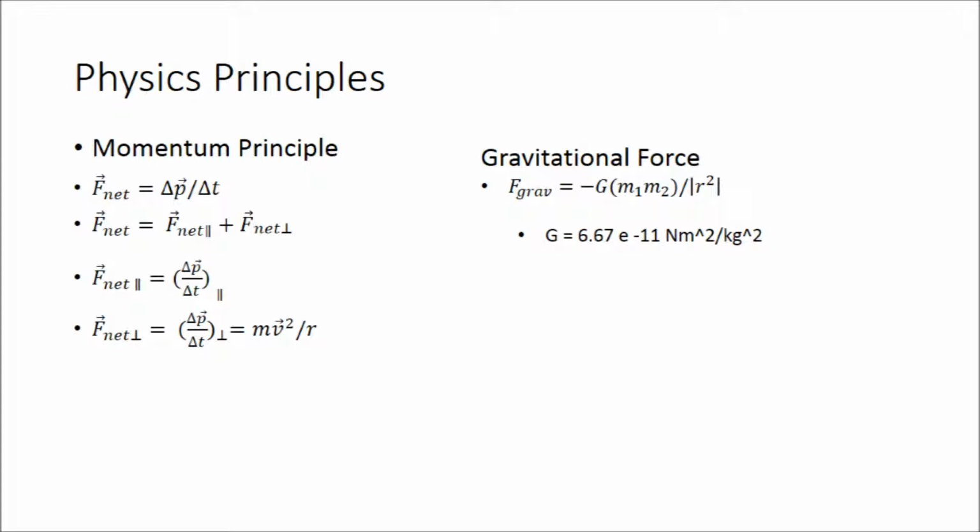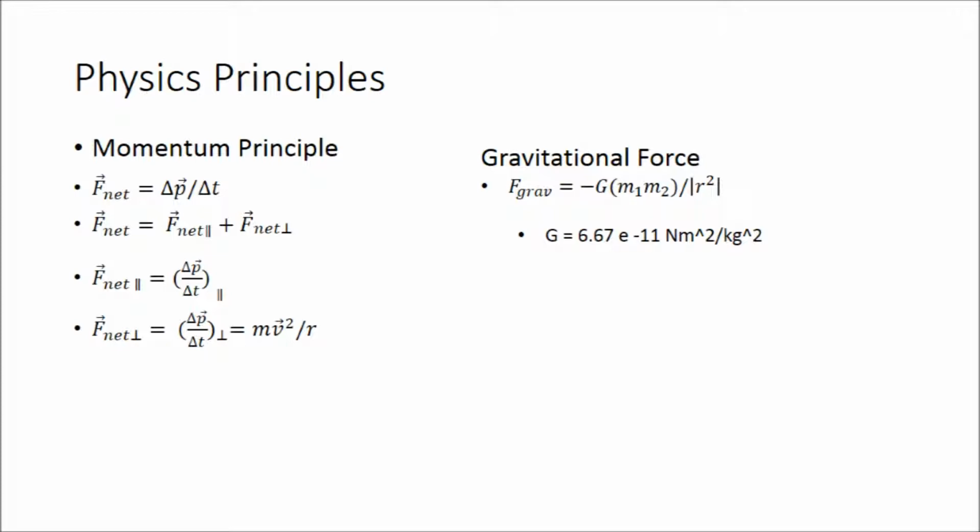Newton's universal gravitation principle states that there is a force of attraction between all masses, proportional to the multiplication of their masses and inversely proportional to the distance between the objects, which can be seen in the universal gravitation equation shown on the slide, where the constant G is equal to 6.67 times 10 to the negative 11 newton meters squared divided by kilograms squared.